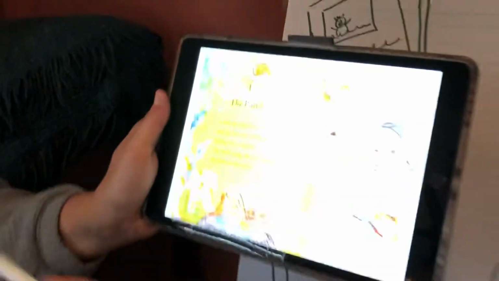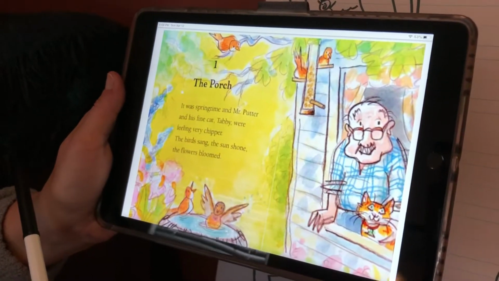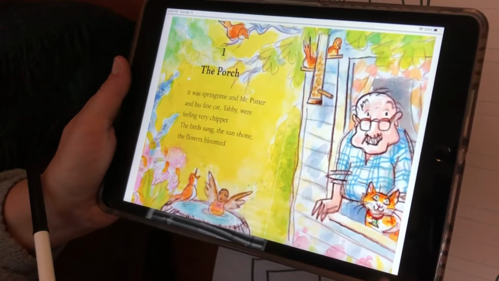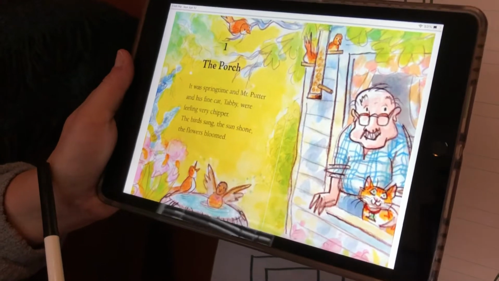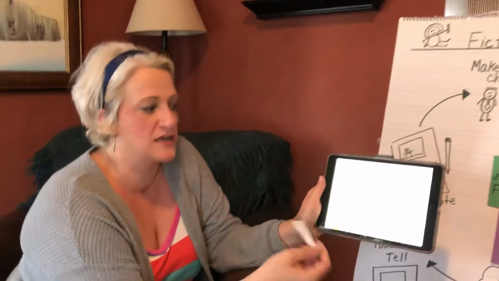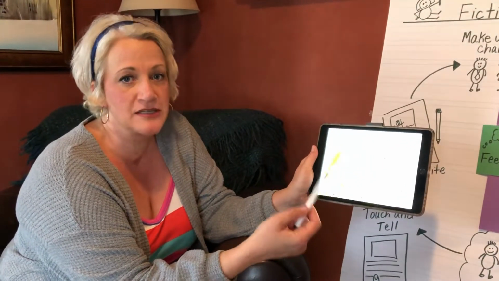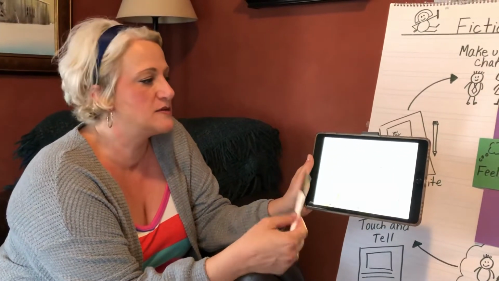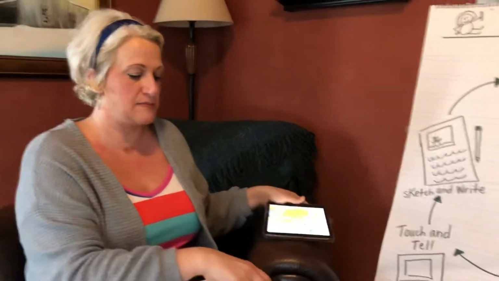Okay, so chapter 1 starts out, The Porch. It was springtime, and Mr. Putter and his fine cat Tabby were feeling very chipper. The birds sang, the sun shone, and the flowers bloomed. When I read that page, I can picture the sun shining and the birds singing and them enjoying the outside and what it looks like. So I want to do the same thing with the setting in my story.